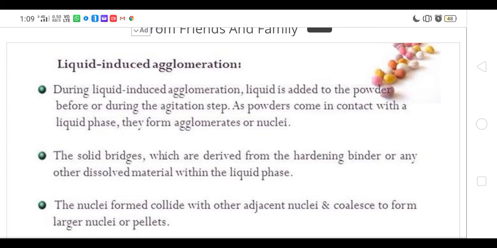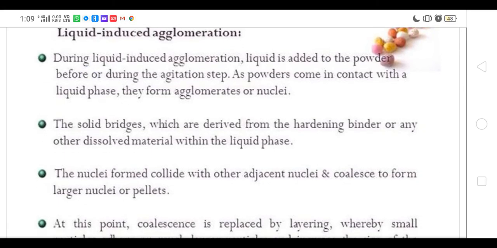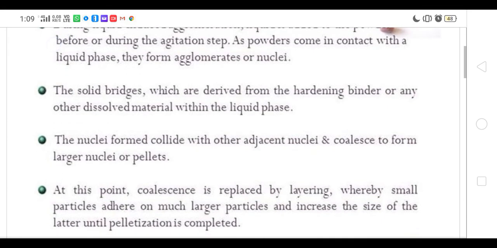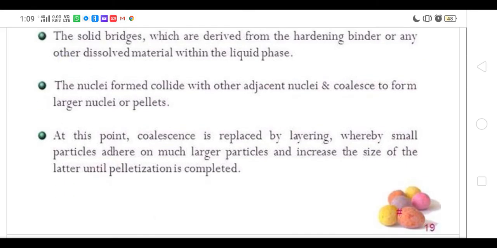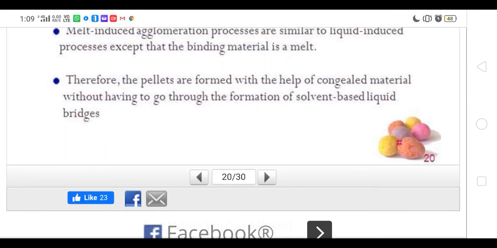before or during agitation steps, and as the powder comes in contact with the liquid phase, it forms agglomerates or nuclei. Solid bridges are driven from the hardening binders or any other dissolved materials within the liquid phase. Now the nuclei form and they collide with each other to form pellets, okay? So these are agglomeration.